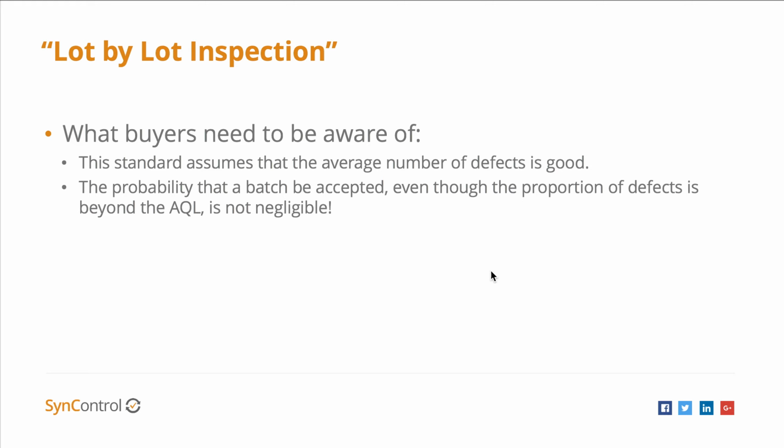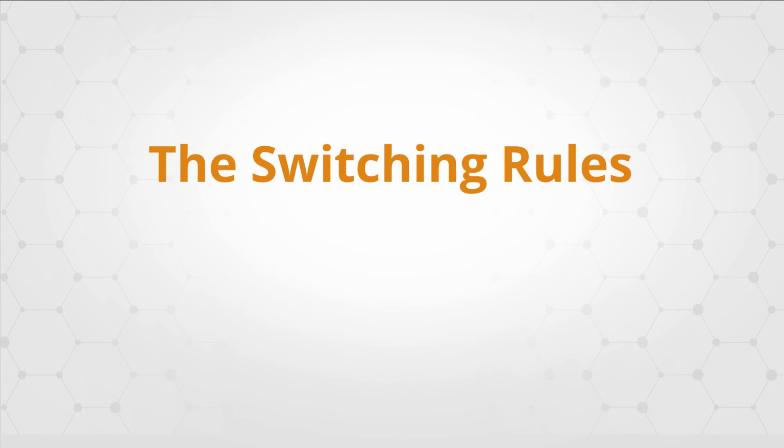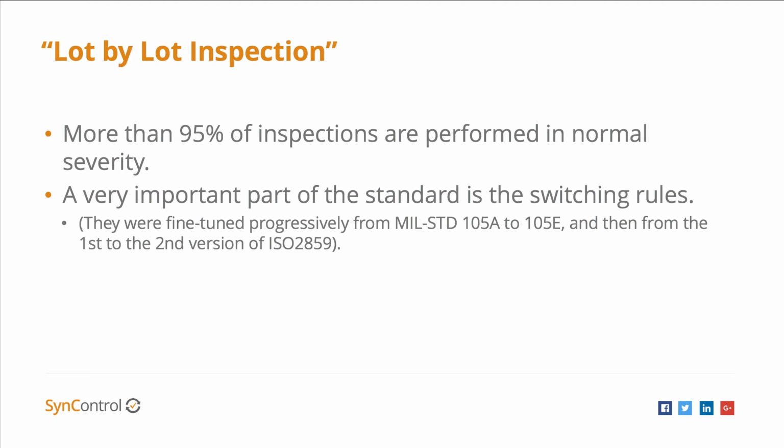So the probability that the batch is accepted but there are too many defects is not negligible. All right. Something that very few people use is the switching rules. Actually, it's quite an important part of the standard. That was the reason for a lot of the updates in the military standard when that standard was still managed by the US Army.